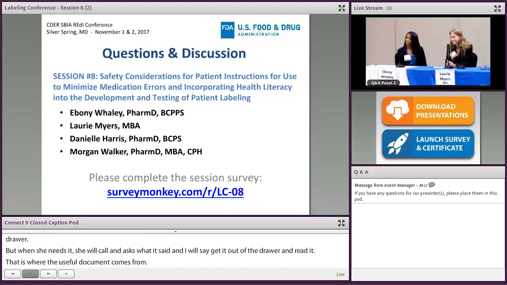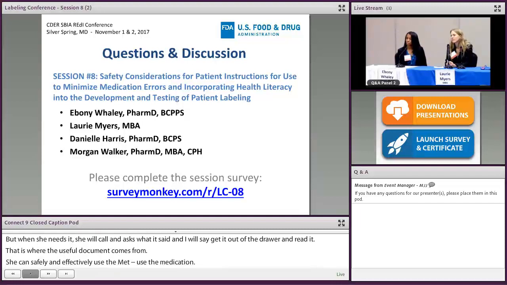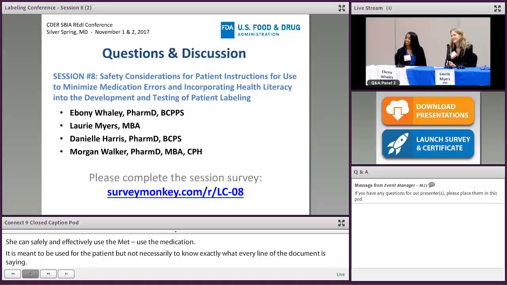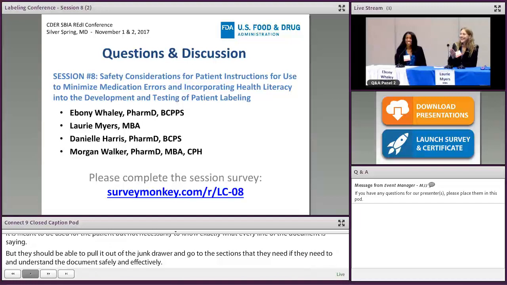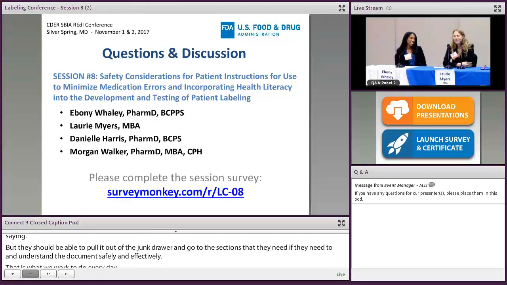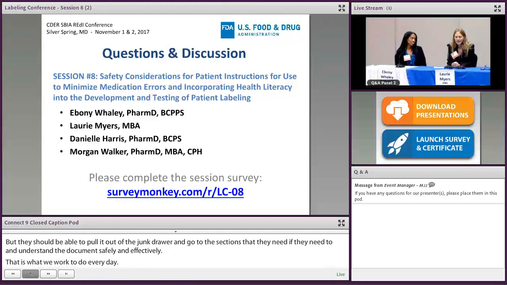It's not meant to be used for the patient to memorize it, or to know exactly what every line of this document is saying. But they should be able to pull it out of the junk drawer and go to the sections that they need, if they need to, and be able to understand and use that document safely and effectively. And that's what we're working to do every day.